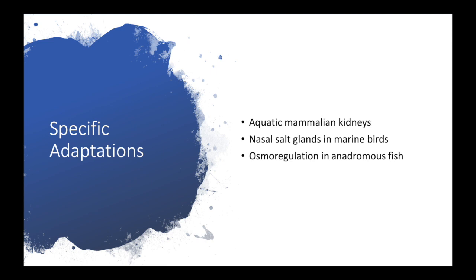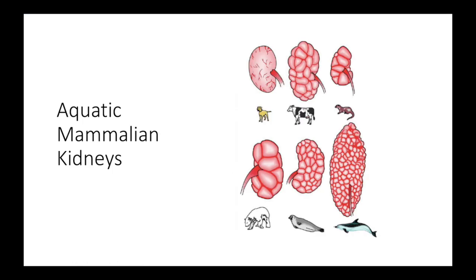These adaptations are medullas in aquatic mammalian kidneys, nasal salt glands in marine birds, and osmoregulation in anadromous fish. Aquatic mammalian kidneys are not like a typical human kidney. Human kidneys are smooth, and as you can see in this diagram, the kidneys of aquatic mammals have many lobes and can vary in size.